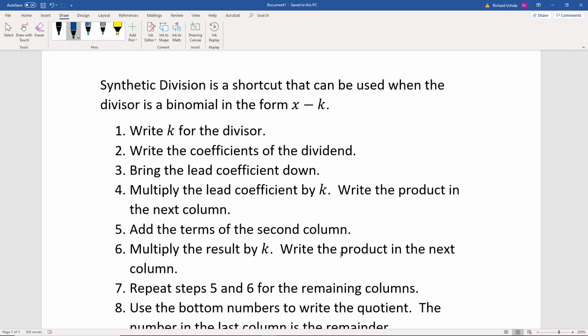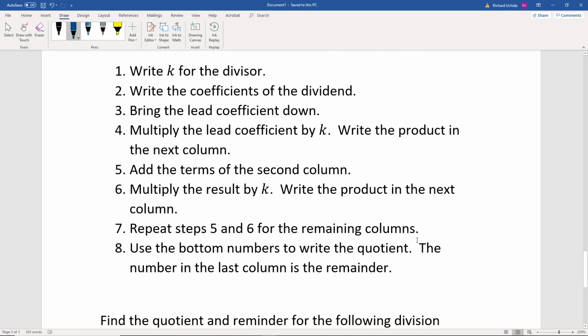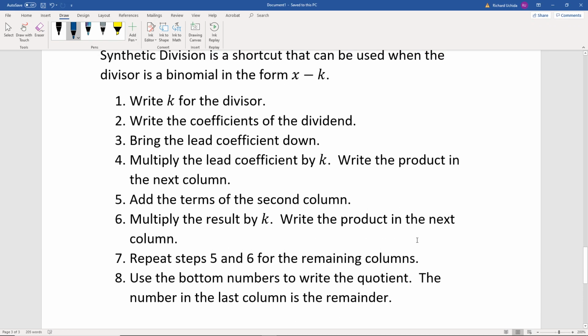So first, write k for the divisor, write the coefficients of the dividend. Step 3, bring the lead coefficient down. Step 4, multiply the lead coefficient by k, write the product in the next column. Step 5, add the terms of the second column. Step 6, multiply the result by k, write the product in the next column, and then repeat steps 5 and 6 for the remaining columns. Use the bottom numbers to write the quotient. The last number in the last column is the remainder.